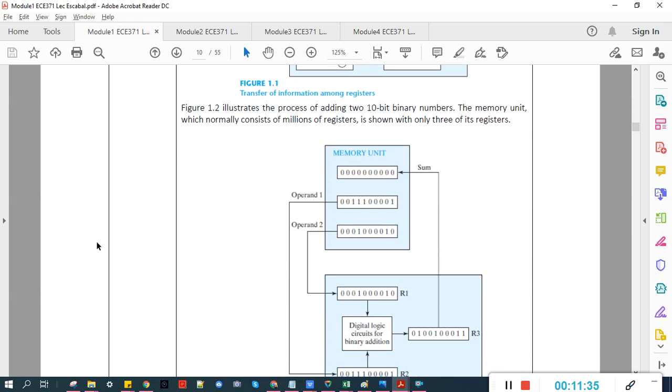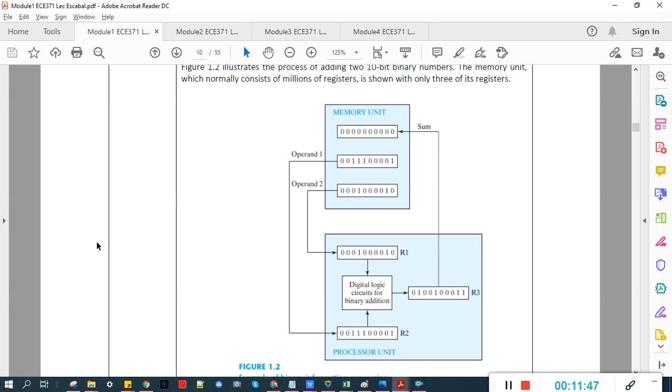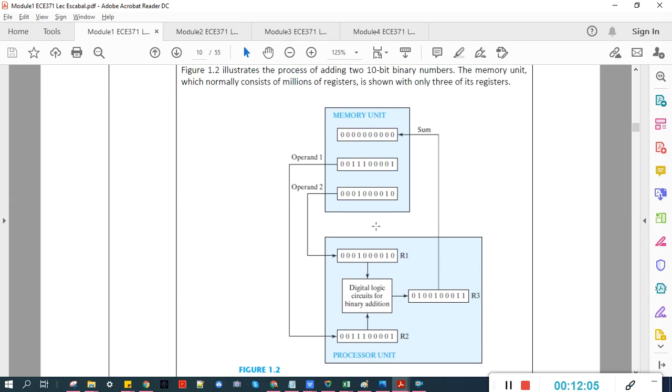Figure 1.2 illustrates the process of adding two 10-bit binary numbers. The memory unit, which normally consists of millions of registers, is shown with only 3 of its registers. So example 1.2 shows binary information processing. The memory unit is shown to have 3 registers. How many bits are there? 1, 2, 3, 4, 5, 6, 7, 8, 9, 10. So each register here has 10 bits.